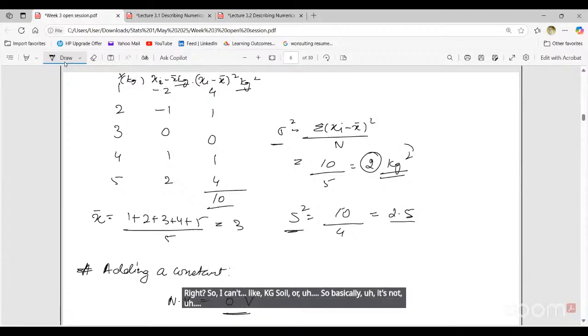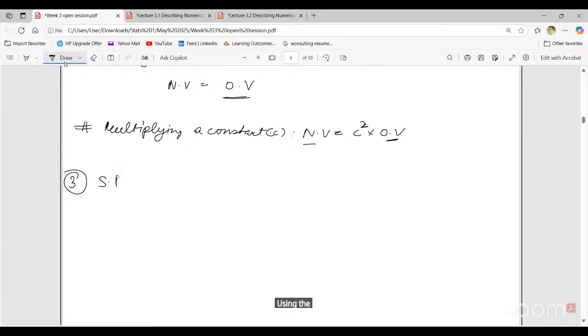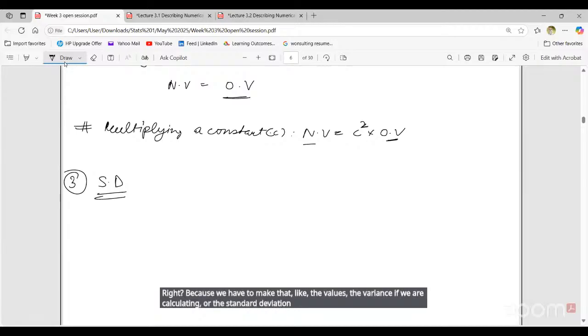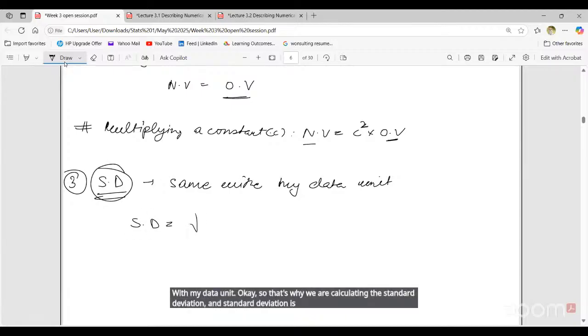So kg square is not the correct way to represent the value, it's not perfect. That's why we are using the standard deviation. Whatever we are calculating, the unit should remain the same as my data unit. So that's why we are calculating the standard deviation, which is basically the square root of the variance.